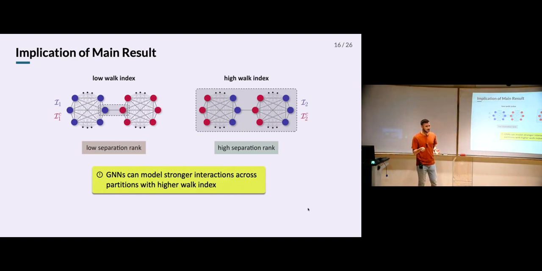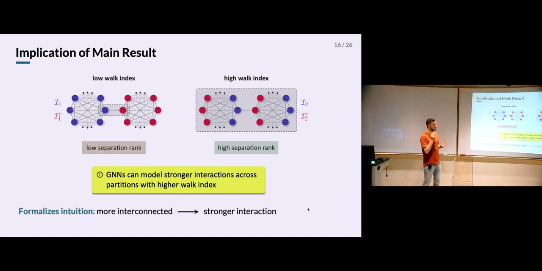And intuitively, this formalizes the conventional wisdom where GNNs can model stronger interactions between areas of the graph that are more interconnected. Essentially, this word interconnected is often used informally, and what our theory suggests is that a good interpretation for it is the walk index, the number of walks that originate from the boundary of the partition.